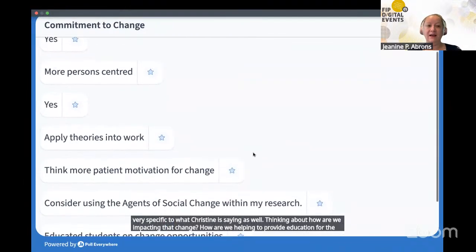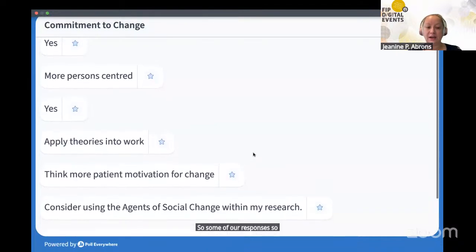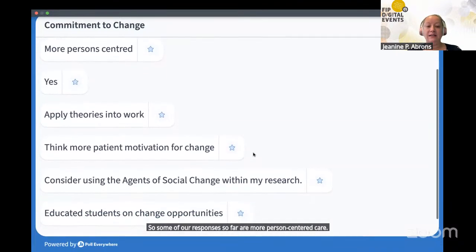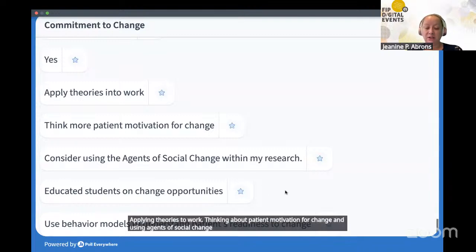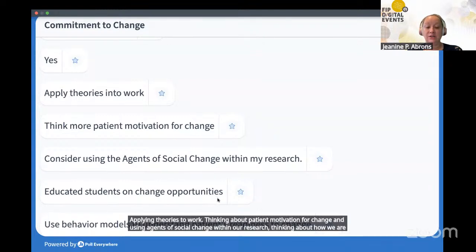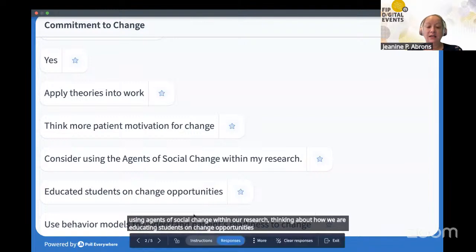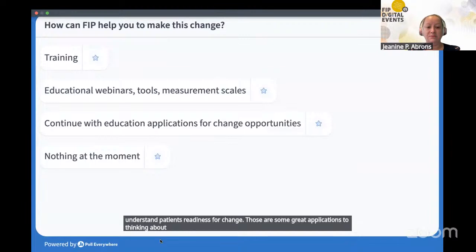opportunities that we're seeing. So some of our responses so far are more person-centered care, applying theories to work, thinking about patient motivation for change, and using agents of social change within our research. Thinking about how we are educating students on change opportunities and using behavioral models to understand patients' readiness for change. Those are some great applications to thinking about change.